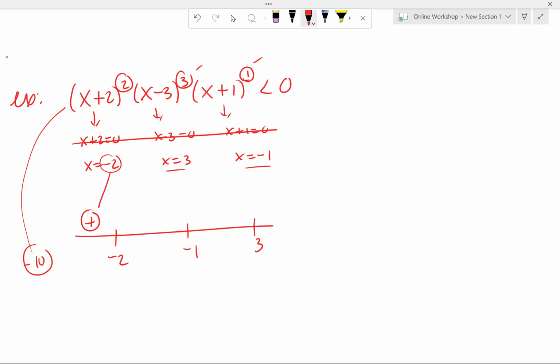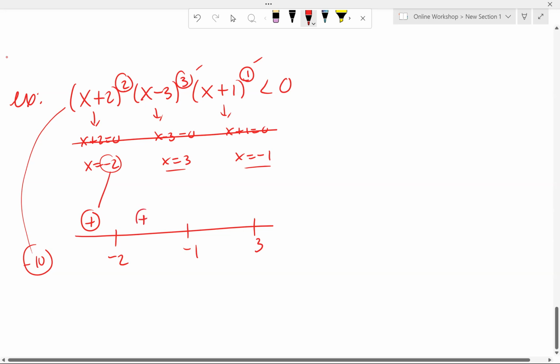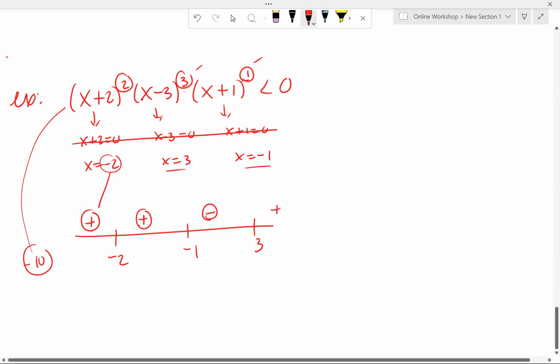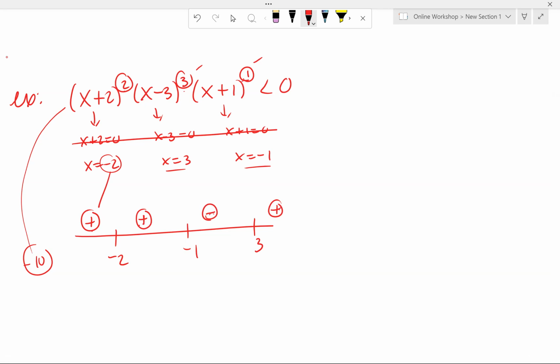Because at -2, it came from an even multiplicity, it has to stay positive on both sides then. If the first one's positive, the second one has to be positive. The remaining critical points came from odd powers, so they're going to alternate signs, positive to negative, negative to positive. Or you can pick numbers to verify that. Between -1 and 3, you can pick 0. This is always a positive for the first one. Anything squared is a positive. 0 minus 3 is a -3. Cubed is a negative. 0 plus 1 is 1. Square to the first is a positive. And a negative times a positive is a negative.